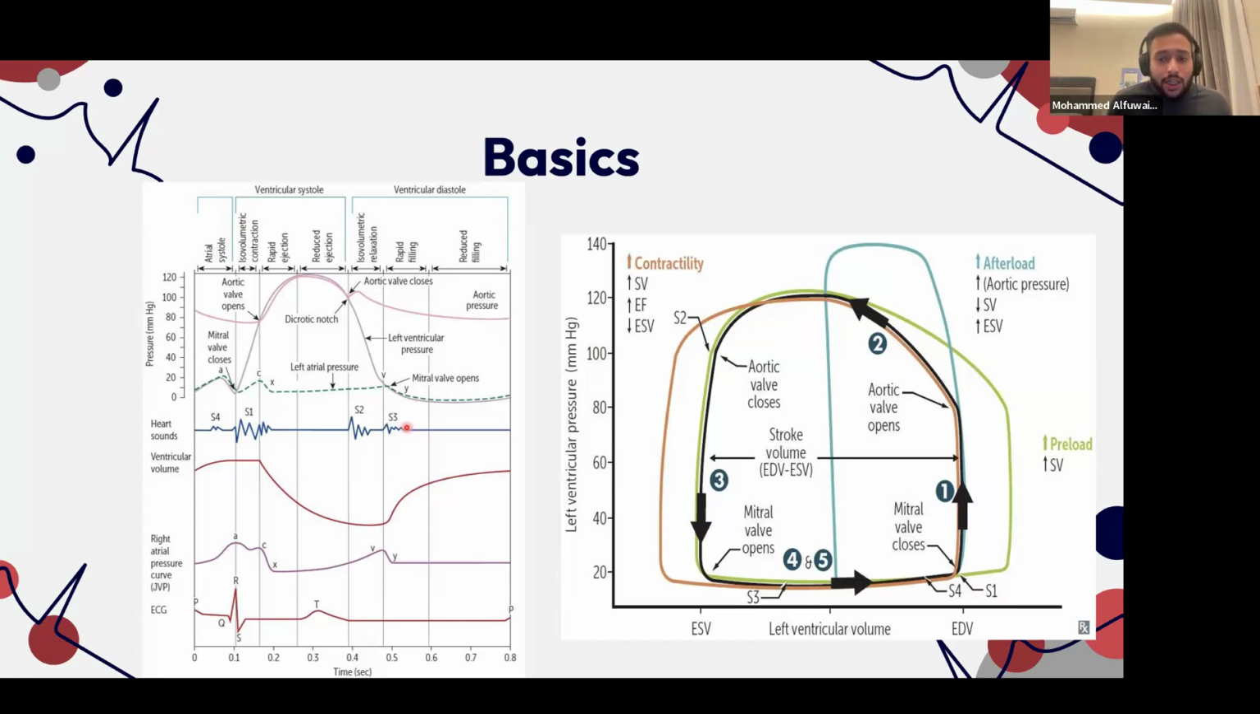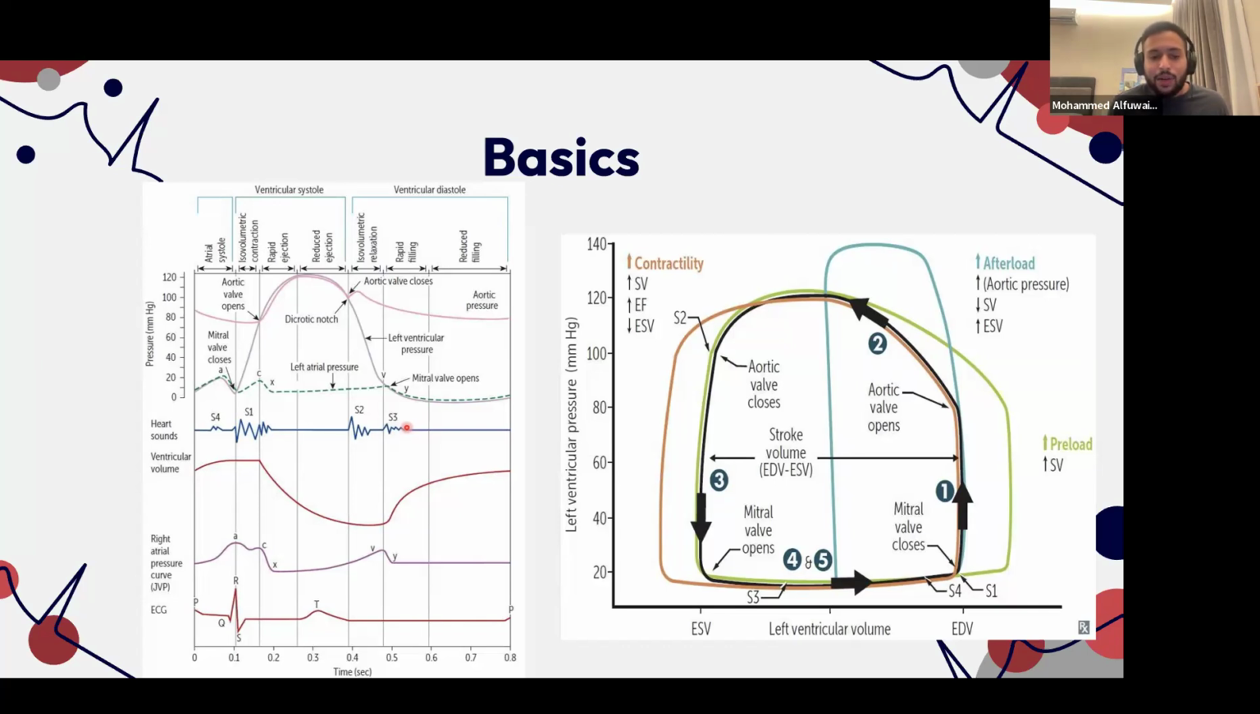Now, contrary to that, you have S4. S4 happens when you have a very stiff ventricle, where your compliance is very low, for example, in hypertrophic cardiomyopathy. This is pathologic. So that's basically the changes I want you to know.